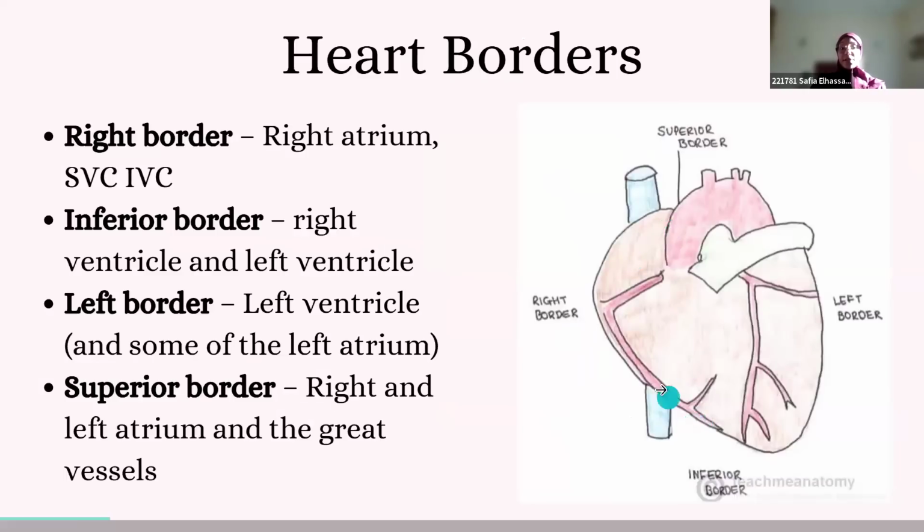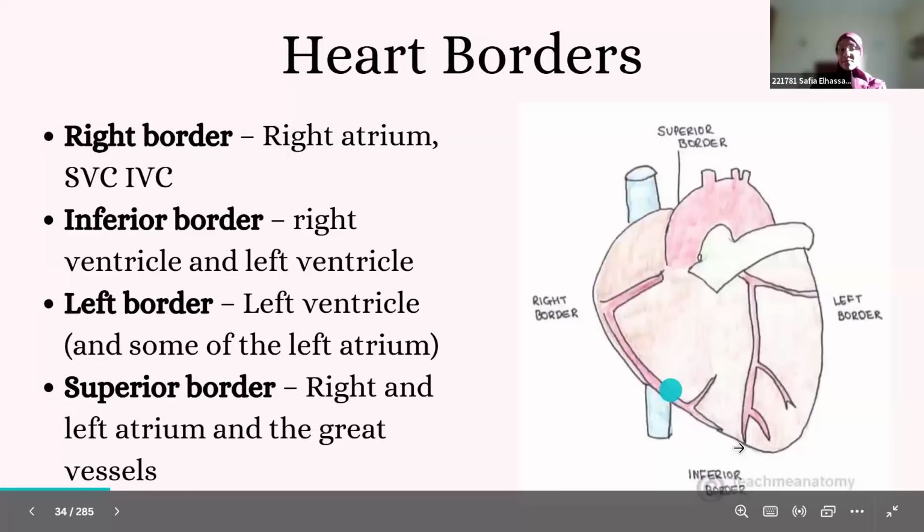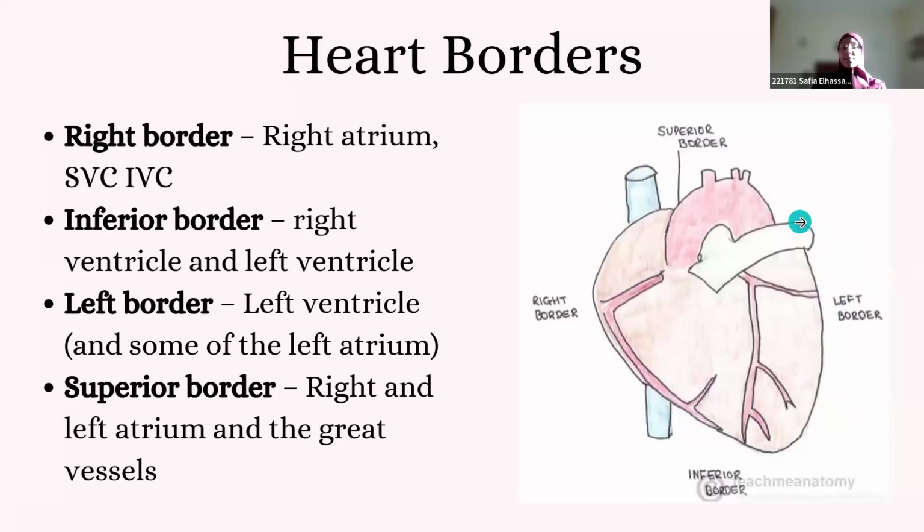In the inferior border, this is mostly made up of the right ventricle, but it's also contributed to by the left ventricle. And then we have the left border. So the left border is mostly by the left ventricle and some of the left atrium. And finally, the superior border up here, which is made up of the right and the left atria, as well as the great vessels.